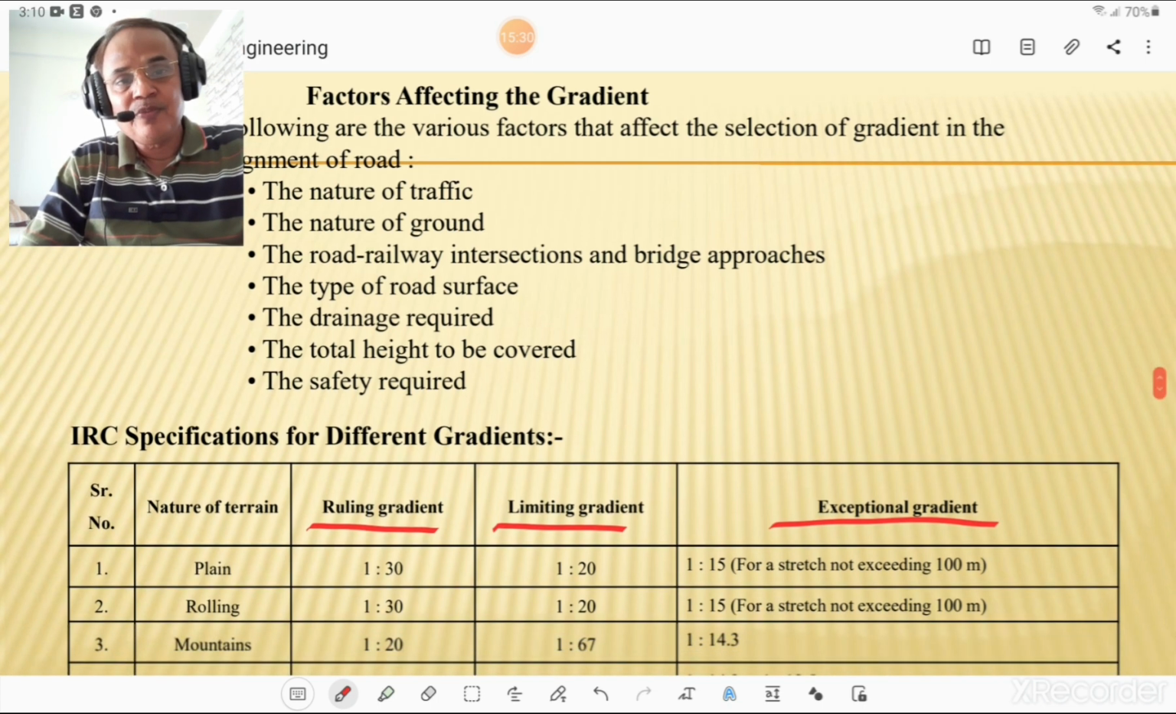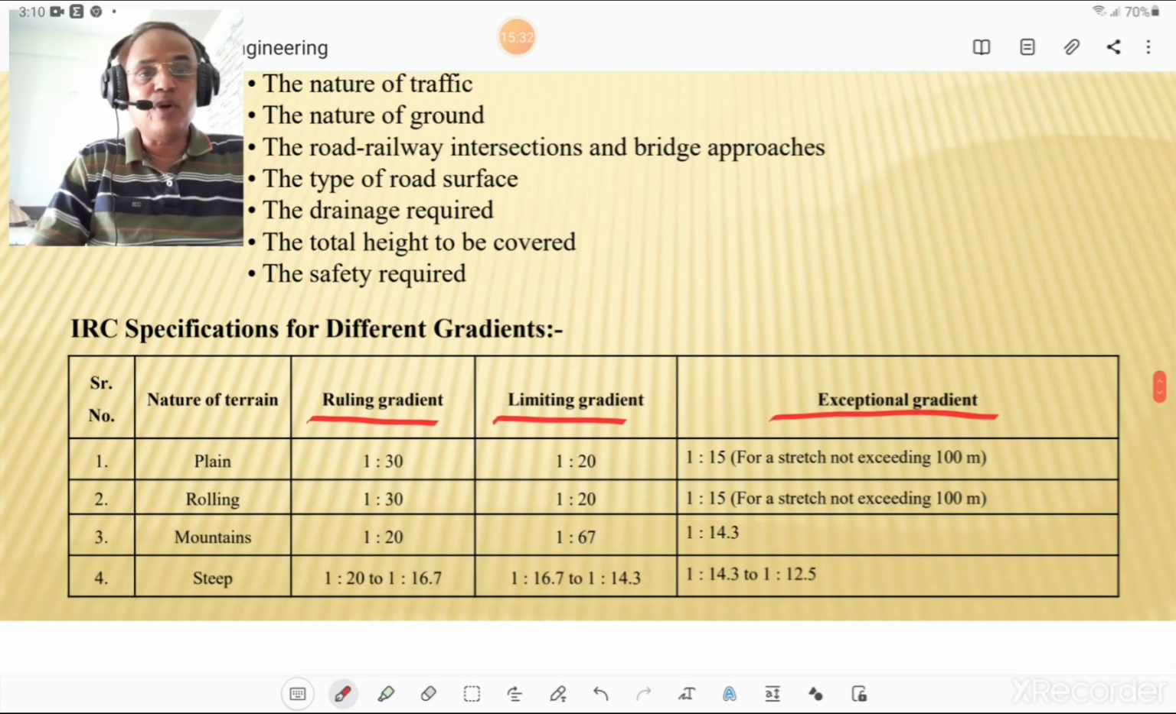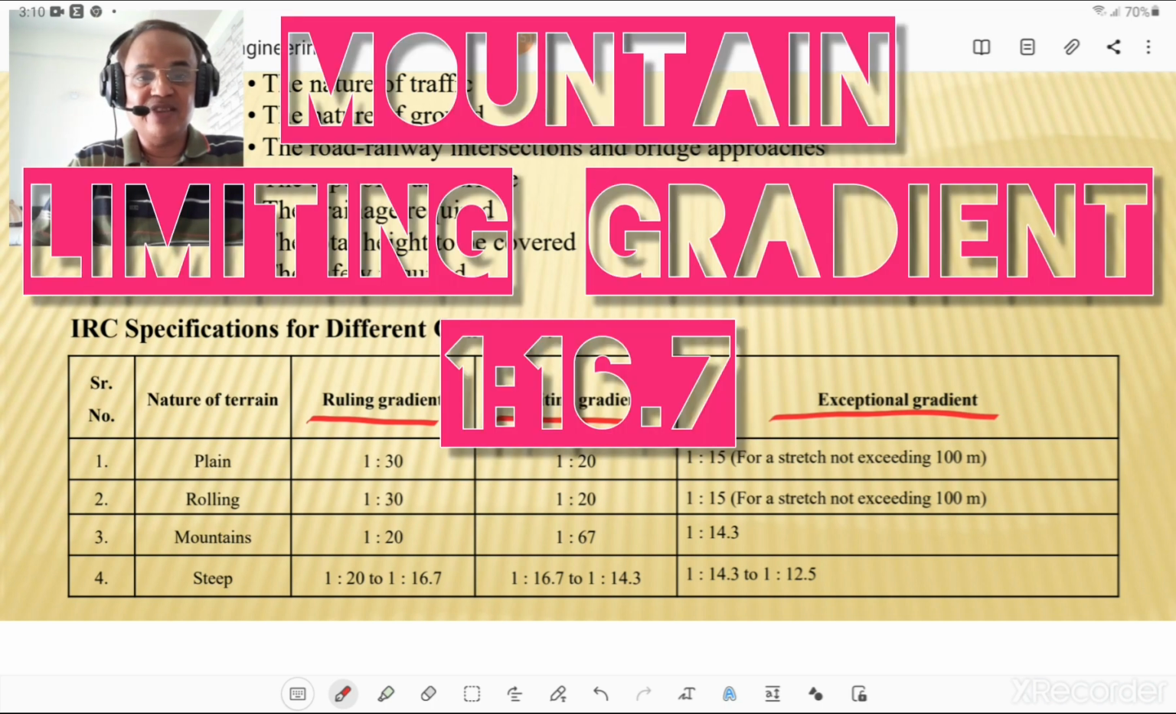Then the IRC specification for these different types of gradient depends upon the nature of terrain. For plain terrain, the ruling gradient is 1 in 30, limiting gradient is 1 in 20, and exceptional gradient is 1 in 15. And for rolling terrain, it is 1 in 30, 1 in 20, and 1 in 15, same as that of plain.